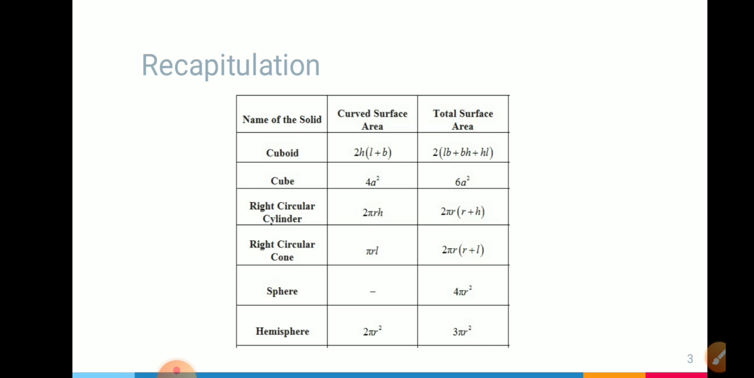A sphere has no curved surface area, but the total surface area is 4 pi r square. A hemisphere has curved surface area as 2 pi r square and total surface area as 3 pi r square.